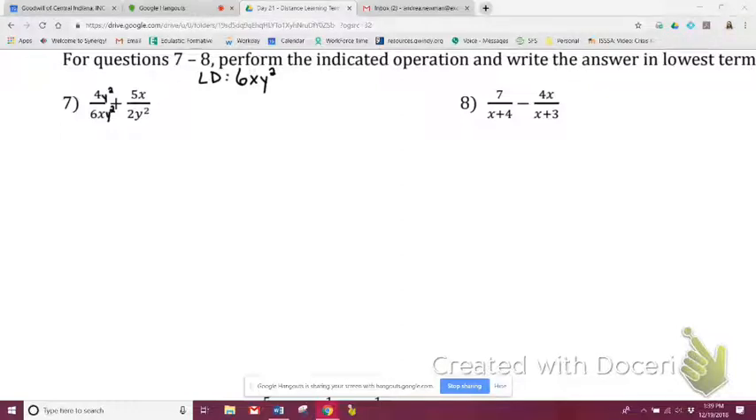Then I'm going to look at that second term. I have a 2y squared. I'm looking to get a 6xy squared. What do I need to multiply by? 3x.